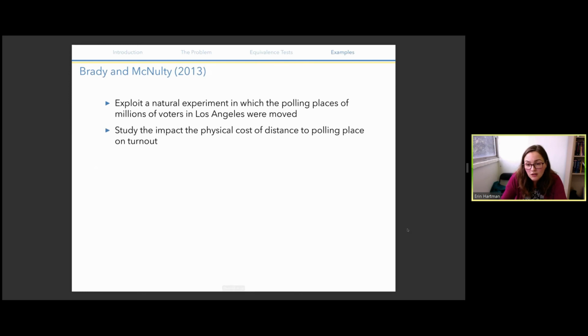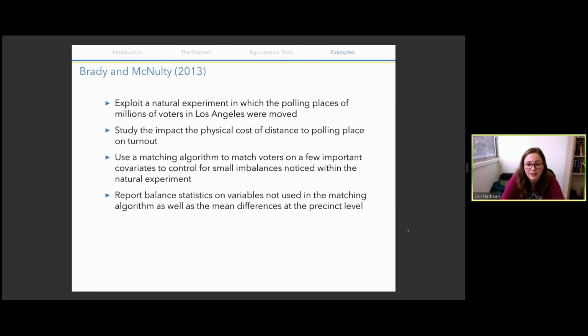So I'm going to talk about 2 really quick examples. The first is Brady and McNulty's 2013 paper. They exploited a natural experiment of polling places in LA. Some of the voters were reassigned to new polling places. And they wanted to look at the impact of the physical cost of distance to the polling place. If your polling place was moved closer or further away from where it was before, what is the impact of that on turnout? They use a matching algorithm to match voters on a few important covariates they noticed small imbalances on.